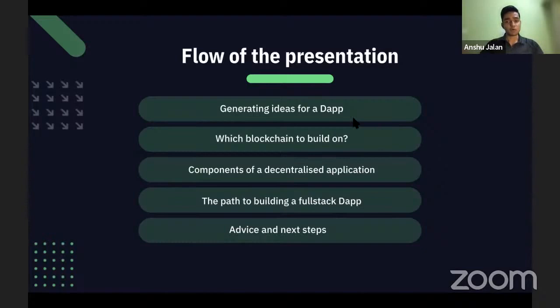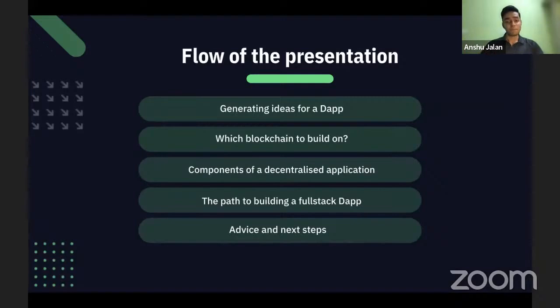So first we'll discuss how to generate ideas for a dApp, and then I'll solve your dilemma of which blockchain you should build on, considering there are tons of blockchains around right now. Then we'll get to the tech side of it all, and that's where we discuss the components of a decentralized application.